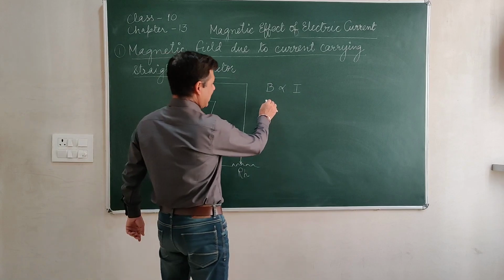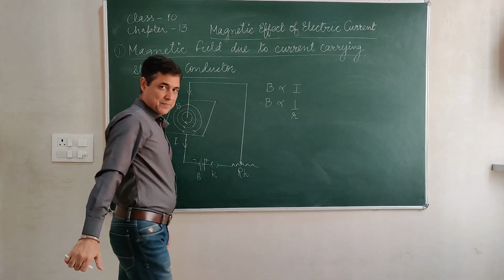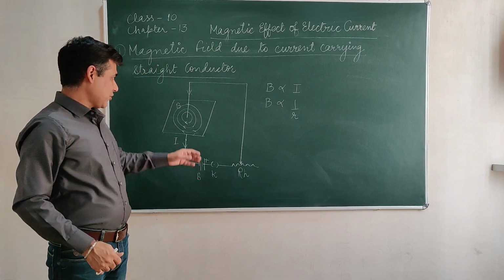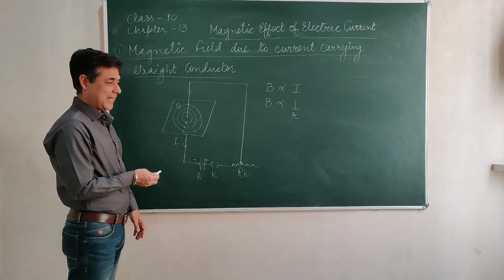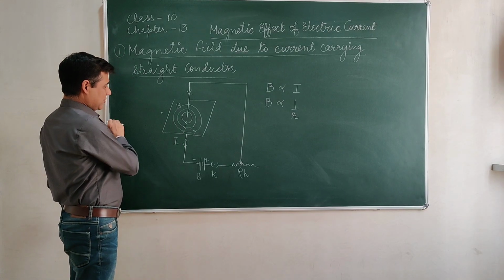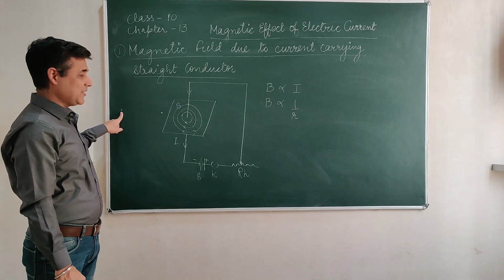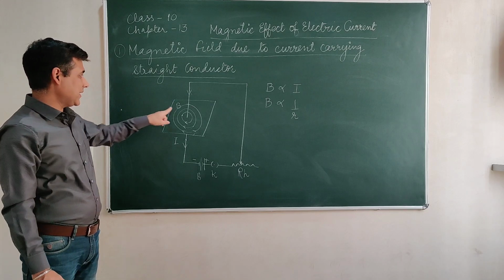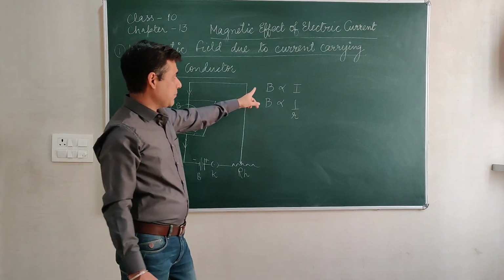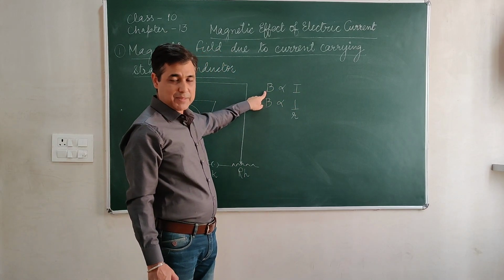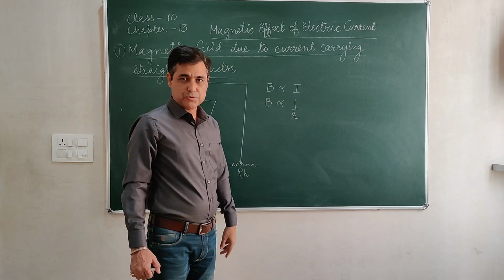Then similarly, the magnetic field strength is inversely proportional to the distance. That means the more the distance from the conductor, the weaker the magnetic field. If I want to find out the magnetic field at this point, or at this point, or at this point, it is quite clear that at this point the magnetic field strength will be weaker because this point is away from the conducting wire. So the two factors: B, we symbolize magnetic field strength with B, is directly proportional to the current and inversely proportional to the distance.